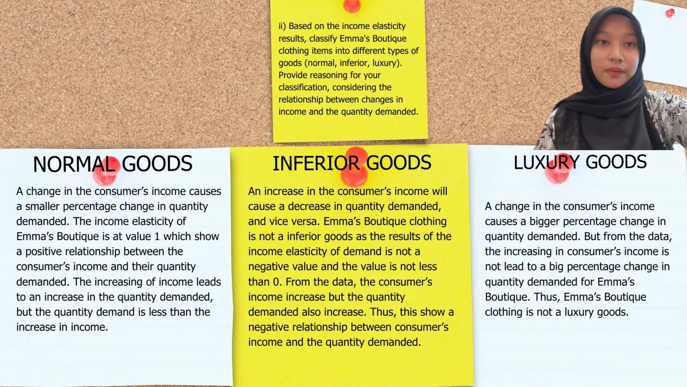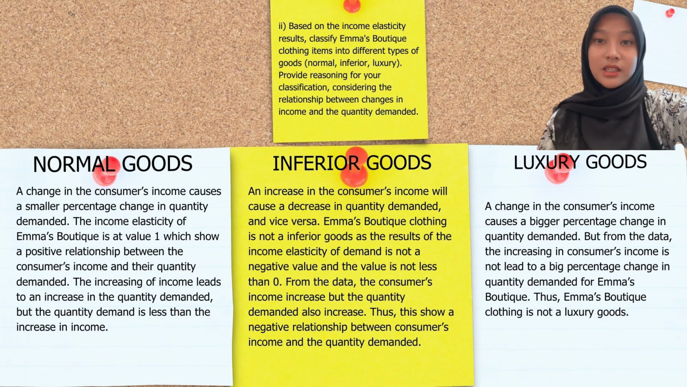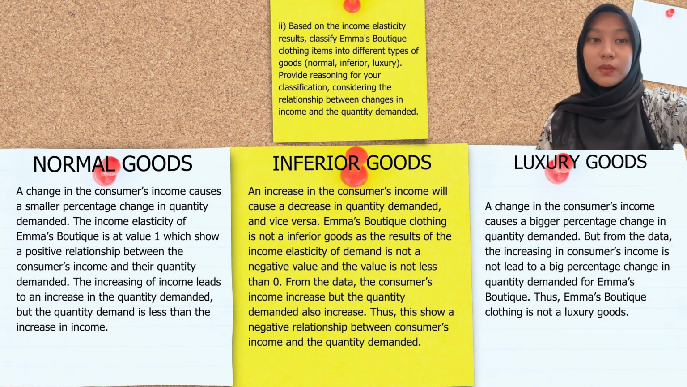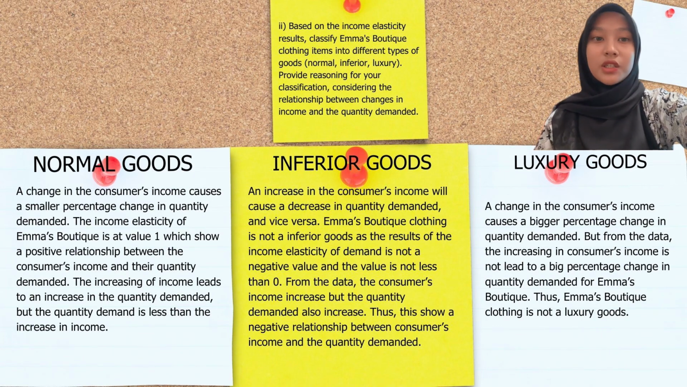Because they produce clothing. For inferior goods, an increase in the consumer's income will cause a decrease in quantity demanded and vice versa. Emma's boutique clothing is not an inferior good as the income elasticity of demand is not a negative value; it is not less than zero. From the data, the consumer's income increases and the quantity demanded also increases. Thus, this shows a positive relationship between consumer income and the quantity demanded.